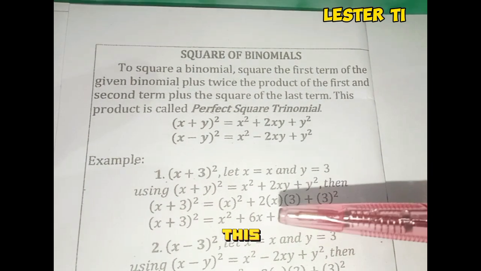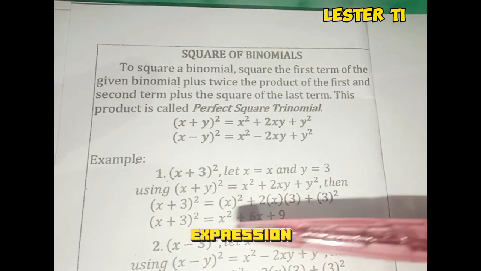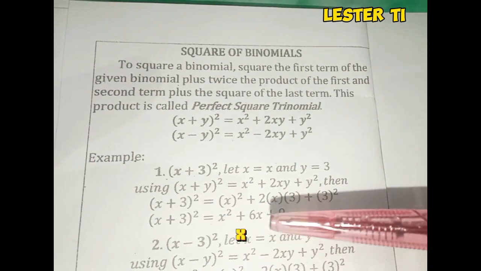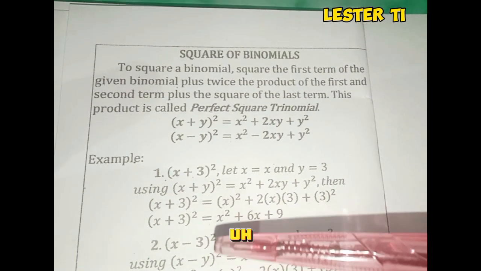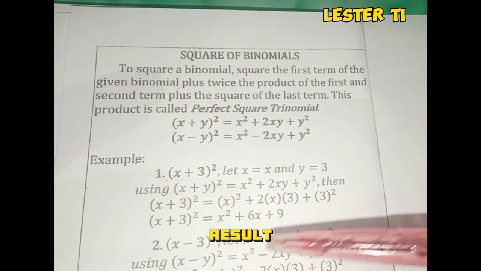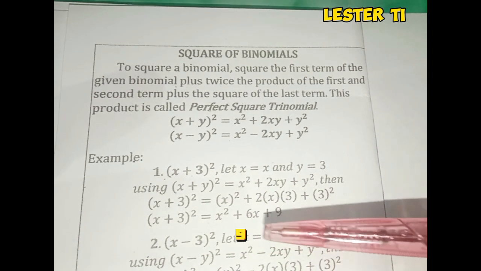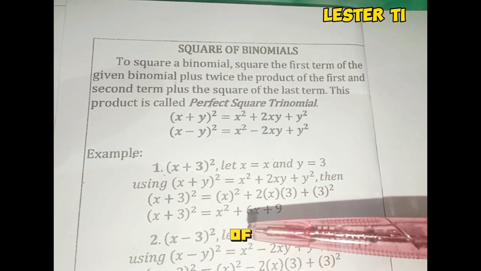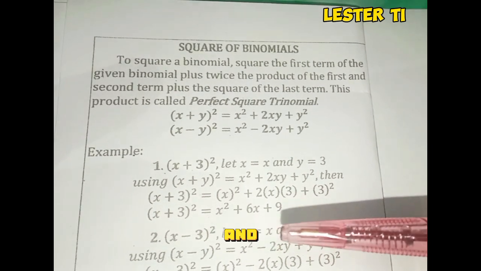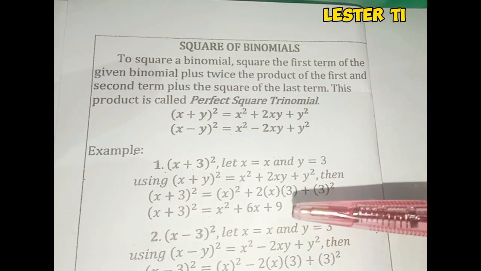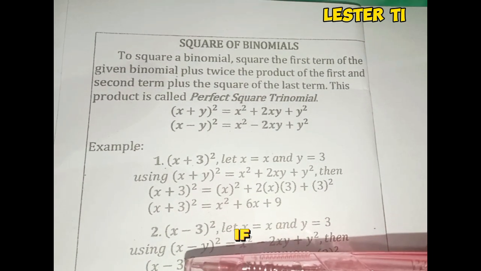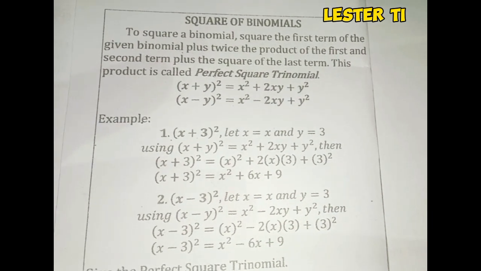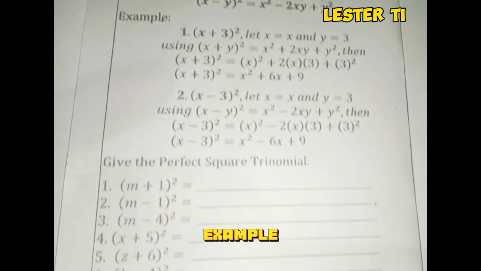Now the quantity of x plus 3 raised to the power of 2 is equal to x squared plus 6x plus 9. So as you can see, this is the final result: x squared plus 6x plus 9. The square of the first term, and then twice the product of the first and the last, and finally the square of the last term. It is the same if the operation is minus. Okay, so now we go with the examples.